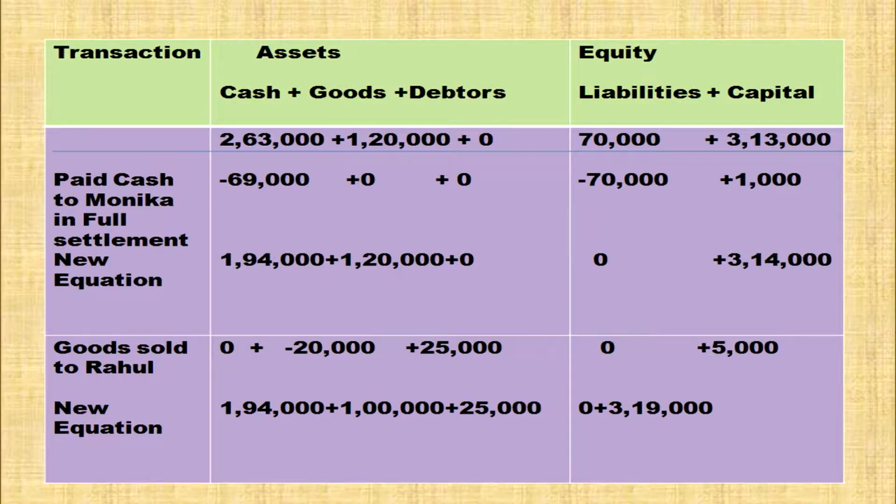Then, the new accounting equation should be written after deducting 20,000 from the goods, adding 25,000 for debtors and adding 5,000 to the capital. The new accounting equation is like this: cash worth rupees 1,94,000, goods worth rupees 1 lakh and debtors worth rupees 25,000. So, the value on the asset side is 3,19,000. On the liability side, liabilities plus capital will come to 3,19,000.